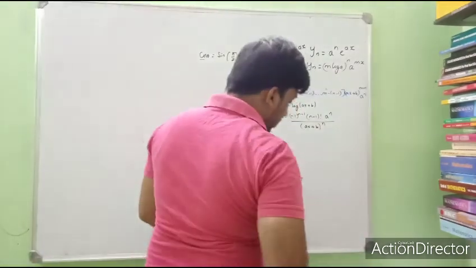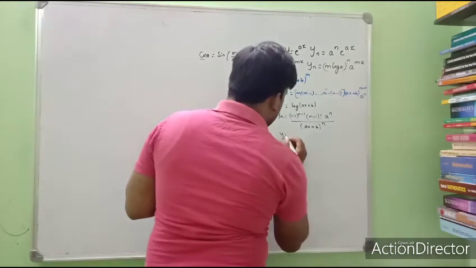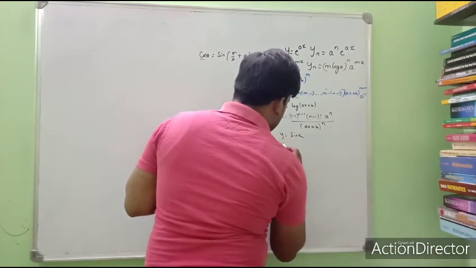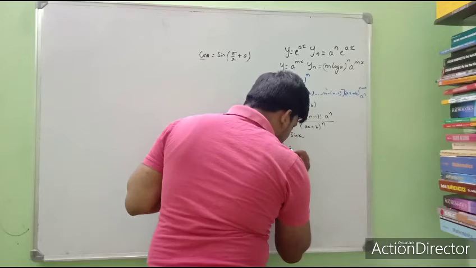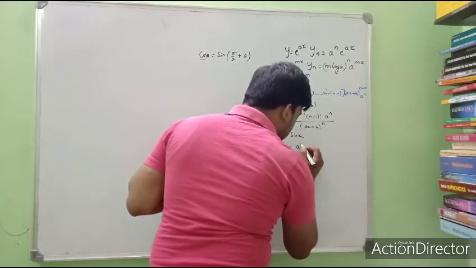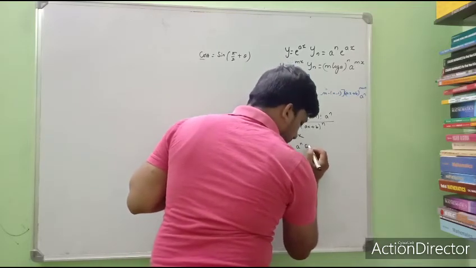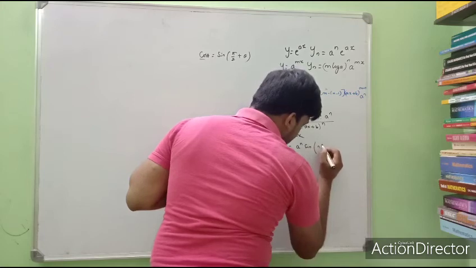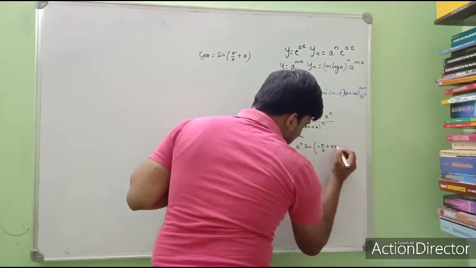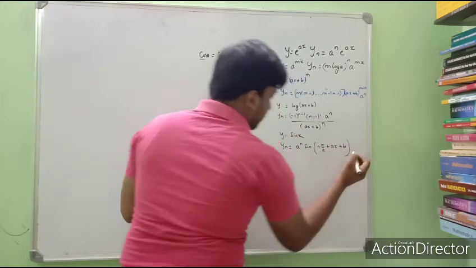We can write it here: if y is equal to sin of ax plus b, then yn is nothing but a to the power of n into sine of n pi by 2 plus ax plus b.